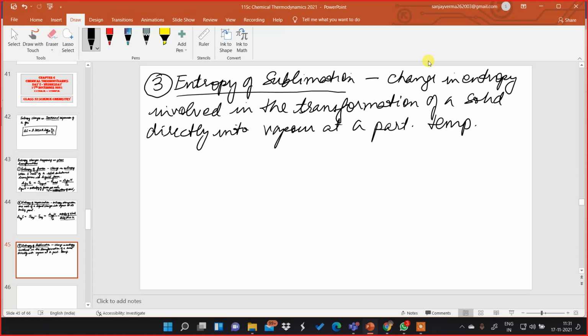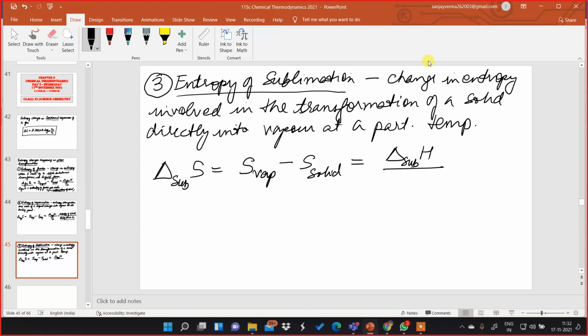For such situations we write the formula as delta S sublimation is equal to entropy of vapor, that is the final state, minus entropy of solid, that can be written as delta H sublimation divided by temperature, whatever the temperature is required. Delta H sublimation is enthalpy of sublimation and the temperature is in Kelvin.